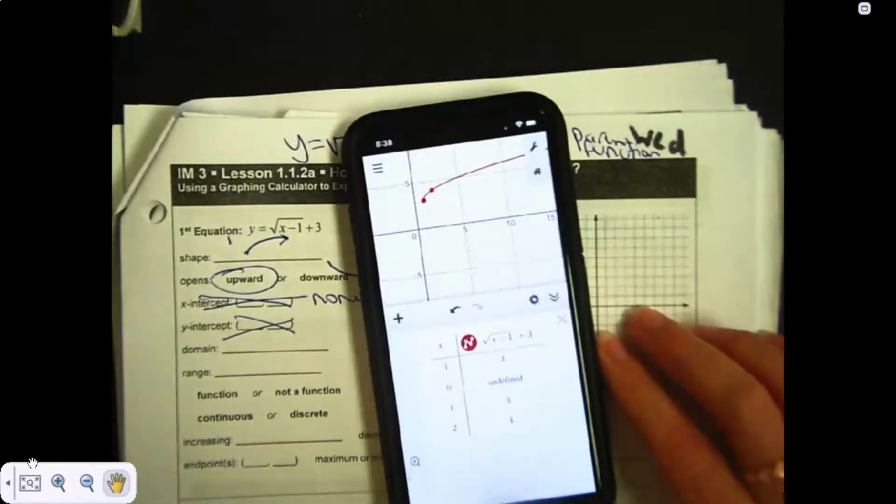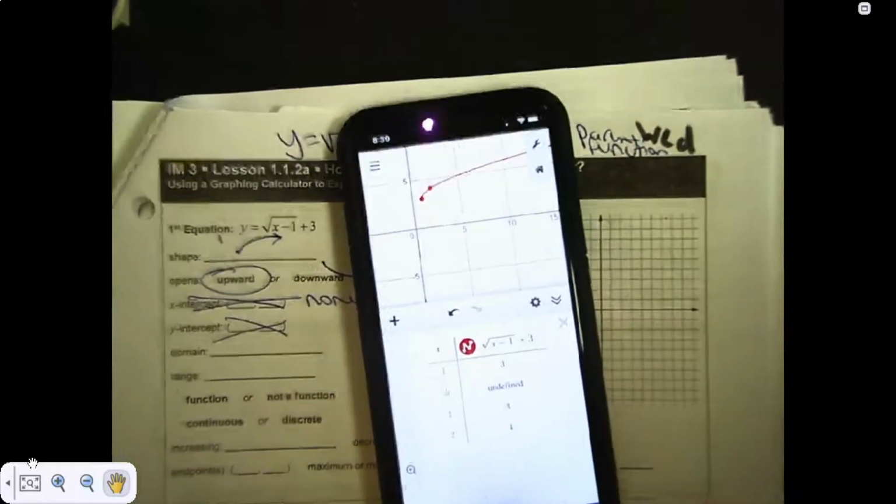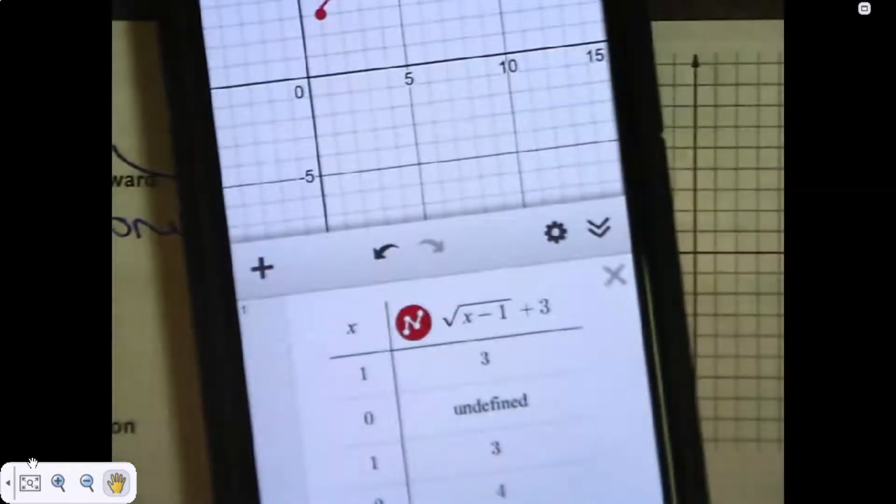Now some of you go, well, how come that is? If I plug in 0, 0 minus 1 is negative 1. You cannot take the square root of negative 1.